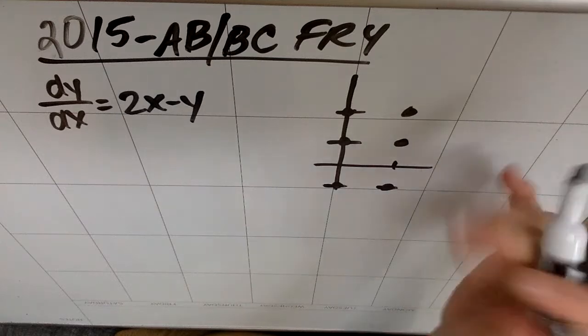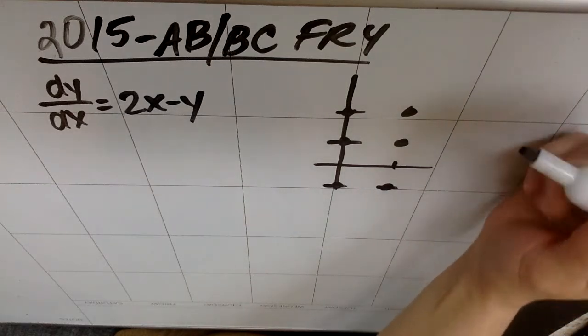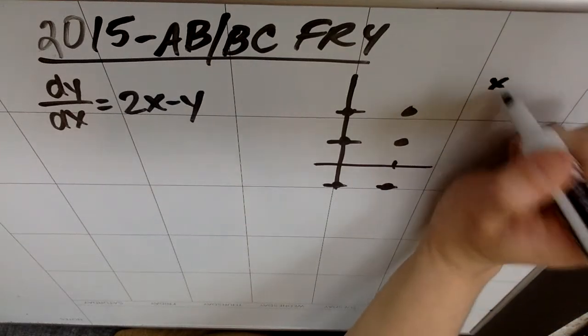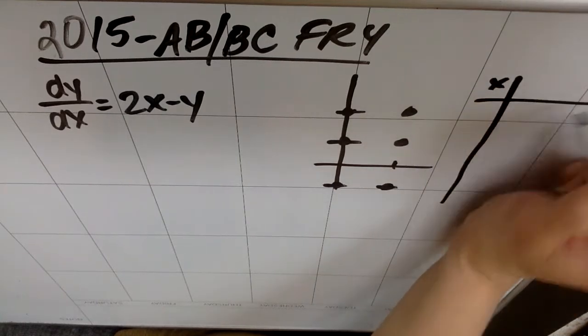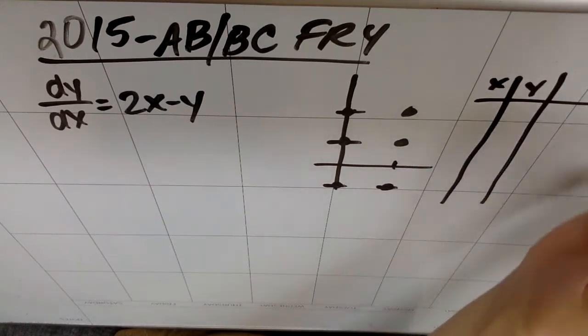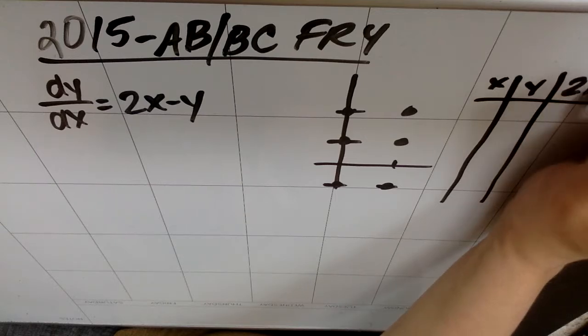So I'm going to list the 6 points because I think it's a good way to keep all your ducks in a row, right? It's only 6 points, so it's pretty easy to list them. So I have an x and a y, and I have my slope, which is 2x minus y. That's my slope, so m equals.